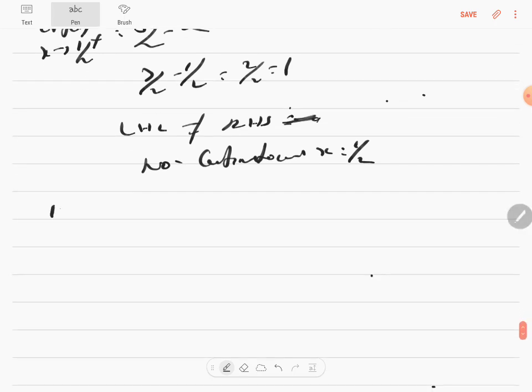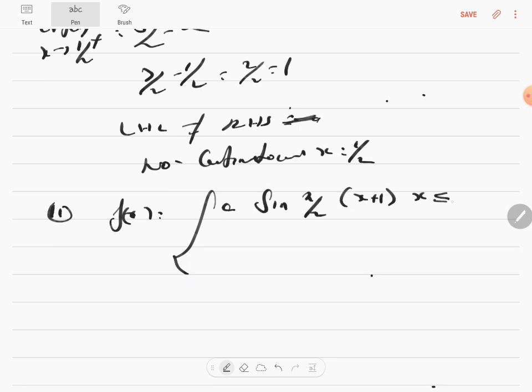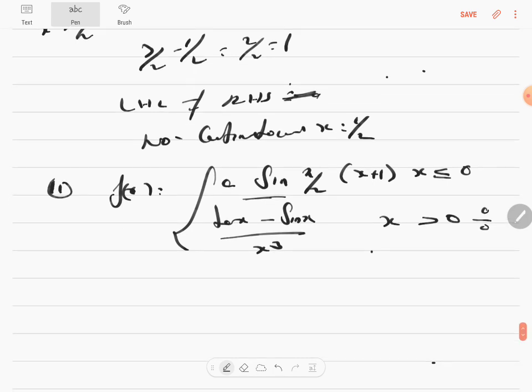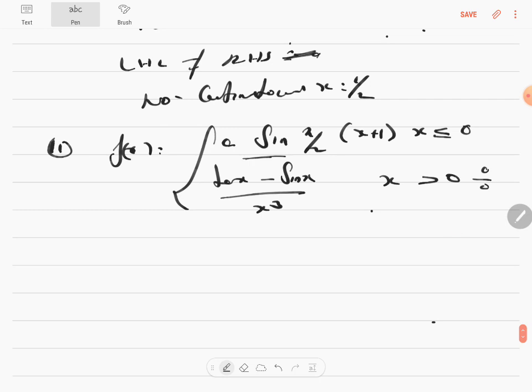So the 11th sum is f of x is equal to a into sine of pi by 2 into x plus 1 if x is lesser than or equal to 0, and a tan x minus sin x by x cube if x is greater than 0. This is definitely a 0 by 0 format. This is not, this is direct substitution. Maybe the answer itself, sin 90 itself is 1. So then only the second part I have an issue.